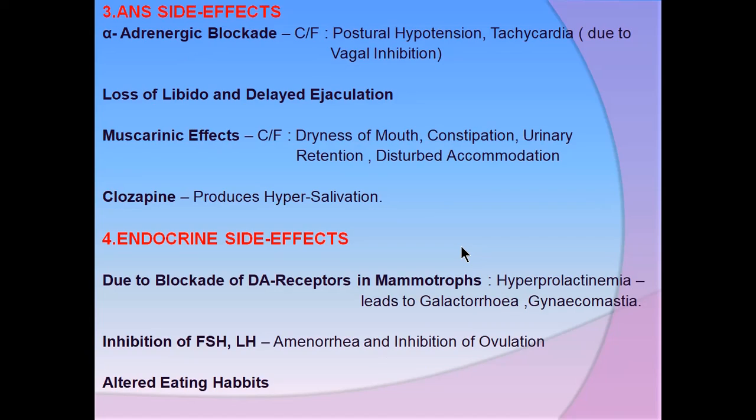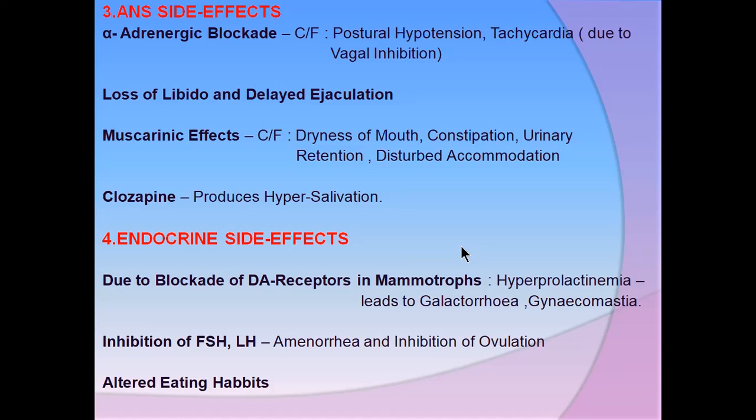Now coming to the ANS side effects of antipsychotic drugs. Due to alpha-adrenergic blockade, clinical features are postural hypotension, tachycardia due to vagal inhibition, loss of libido and delayed ejaculation. Muscarinic effects: dryness of mouth, constipation, urinary retention, disturbed accommodation. Clozapine produces hypersalivation.